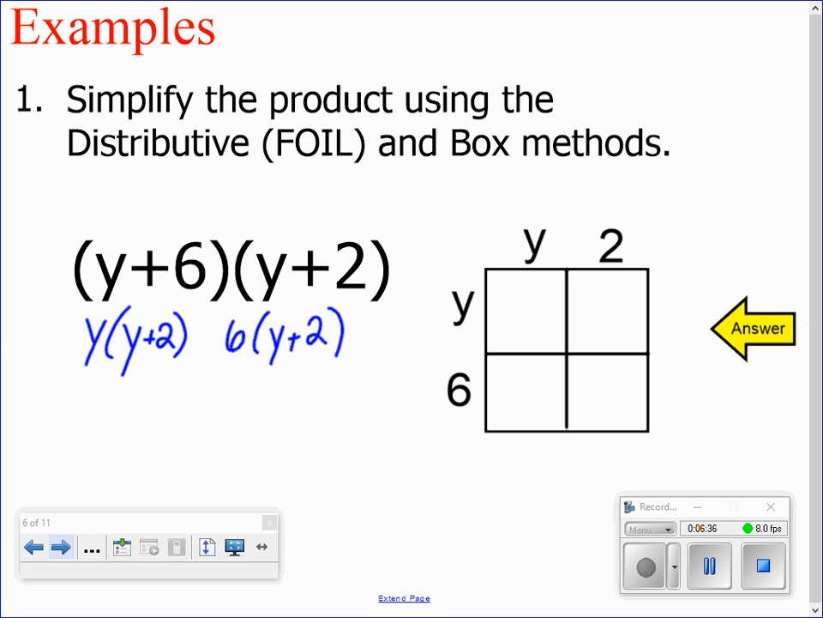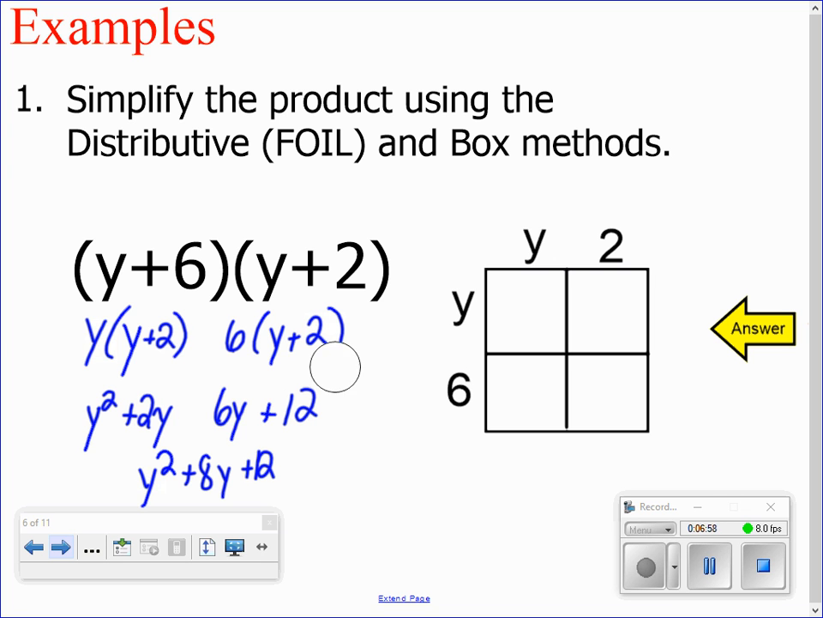Y times y plus 2, that's y times y, which is y squared, and y times 2, which is 2y. 6 times y, which is 6y. 6 times 2, which is 12. Y squared. Combine these to 8y plus 12. So that's the first method.